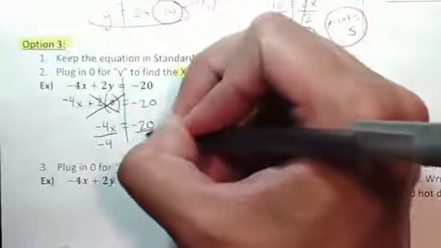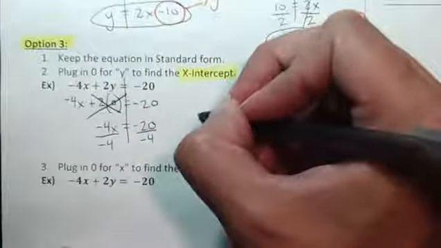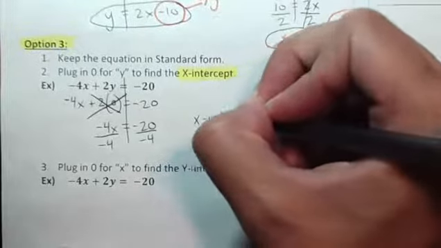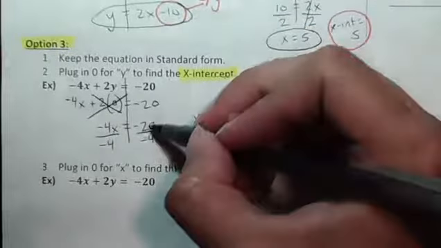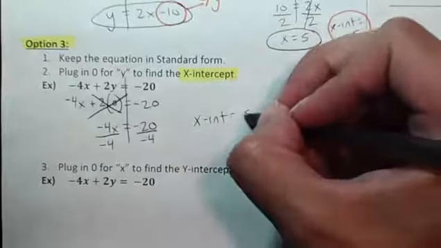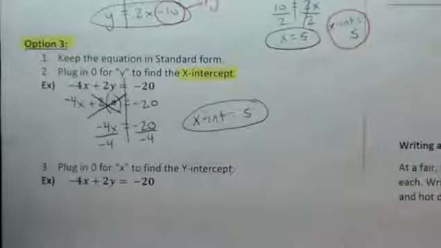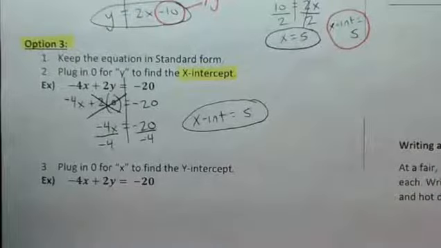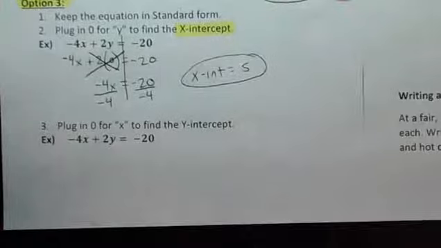Divide by negative 4 on both sides. And I end up getting the x-intercept is what? Negative 20 divided by negative 4 is a positive 5. Simple as that. Okay, now let's try the next one.